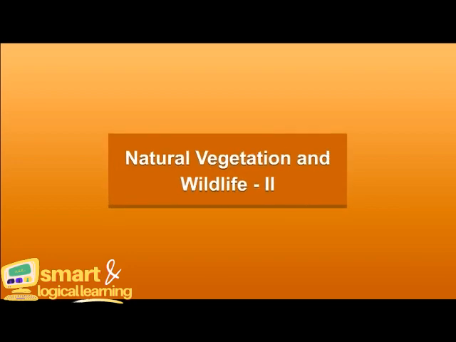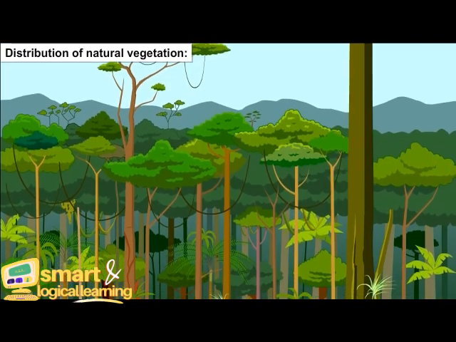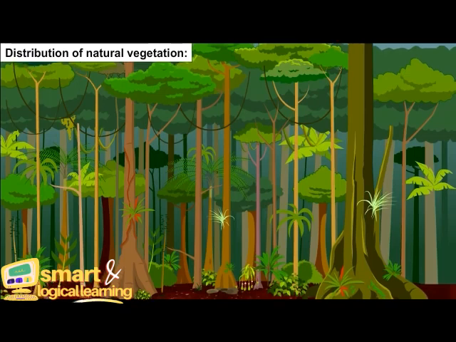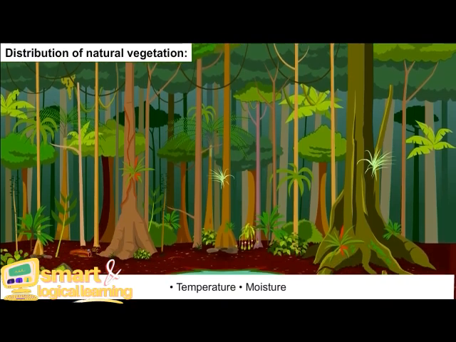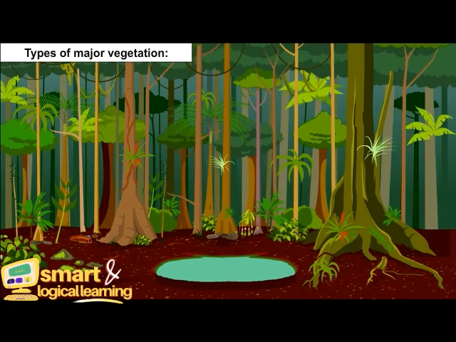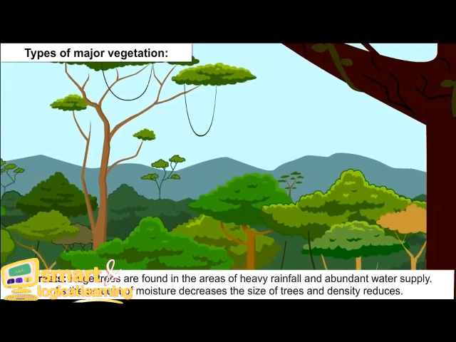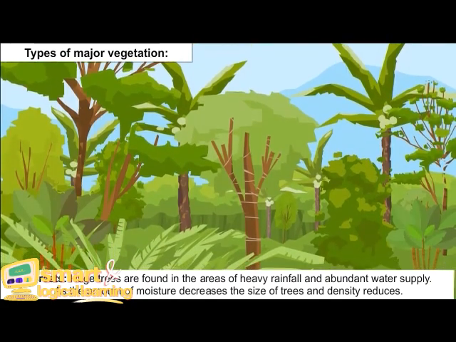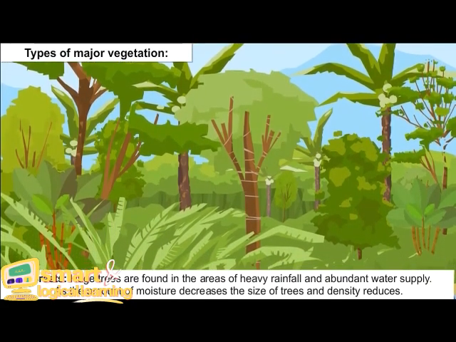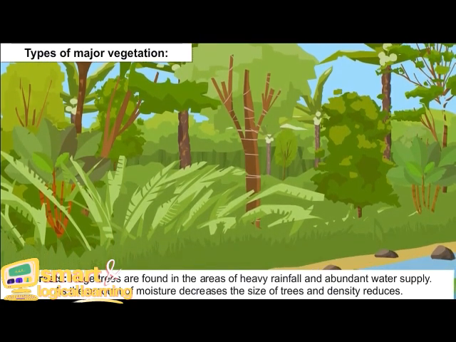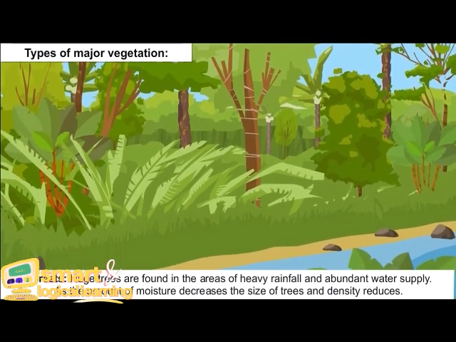Natural vegetation and wildlife. Distribution of natural vegetation. The growth of vegetation depends on temperature and moisture. Types of major vegetation. Forests. Huge trees are found in the areas of heavy rainfall and abundant water supply. As the amount of moisture decreases, the size of trees and density reduces.